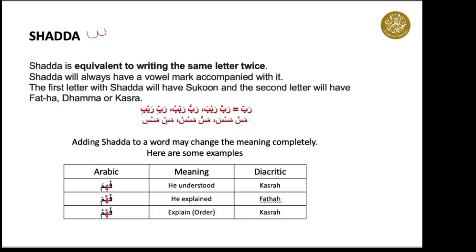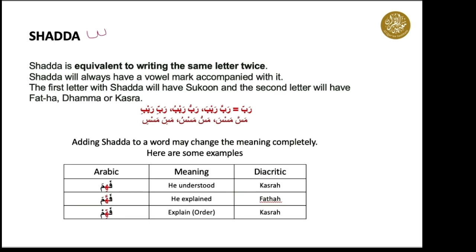Let's talk about shadda. Shadda is equivalent to writing the same letter twice. Shadda always will have a vowel mark accompanied with it. The first letter with shadda will have sukun, and the second letter will have fatha, dhamma, or kasra.